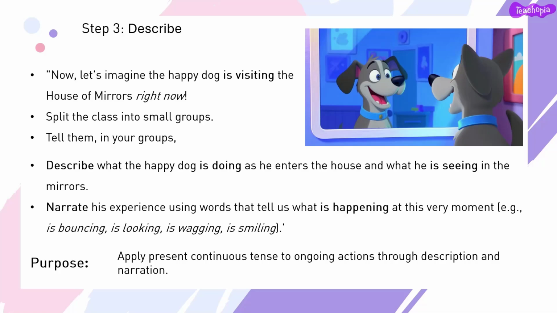Narrate his experience using words that tell us what is happening at this very moment. Examples are is bouncing, is looking, is wagging, is smiling. These are in the present continuous tense, focused on ongoing actions.